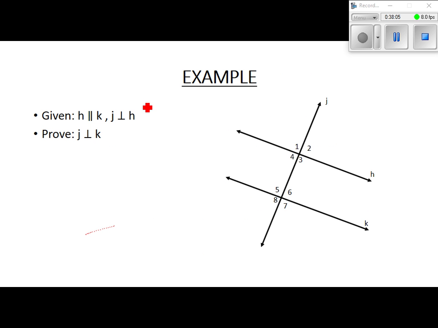All right, write this down. We're going to do this two-column proof. This is going to be in your notes, and we're going to be done for the day.